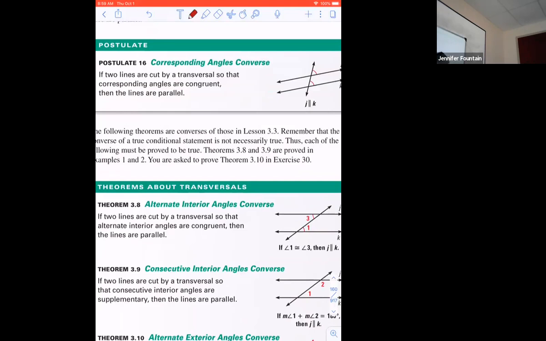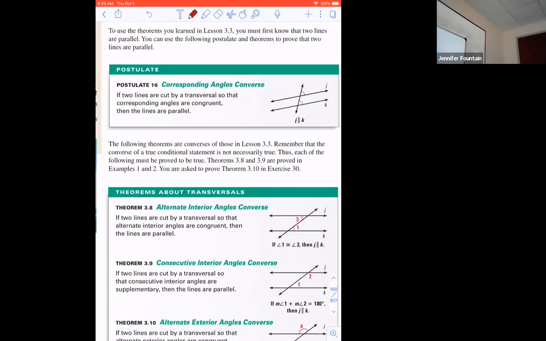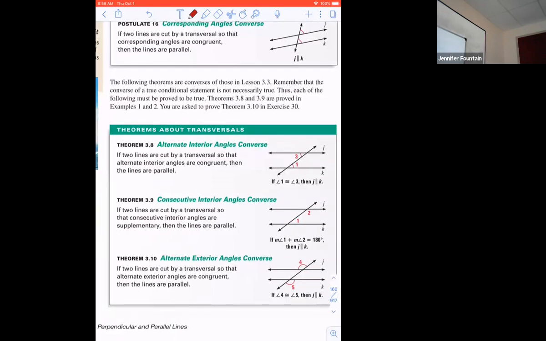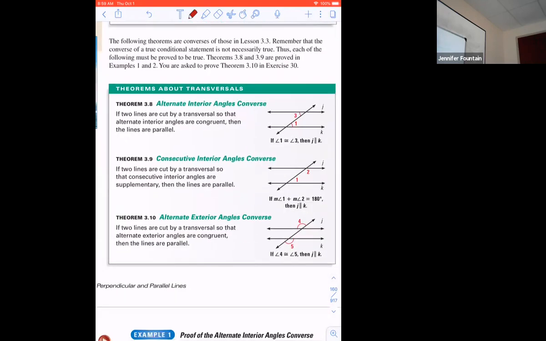If I'm proving lines are parallel because of angles, then I know it's going to be a converse postulate or theorem. So if the angles are corresponding, parallel lines. If my angles are alternate interior, parallel lines. If my angles are consecutive interior, parallel lines. If my angles are alternate exterior, then they're parallel lines, okay? So that's how 3.4 is different from 3.3.